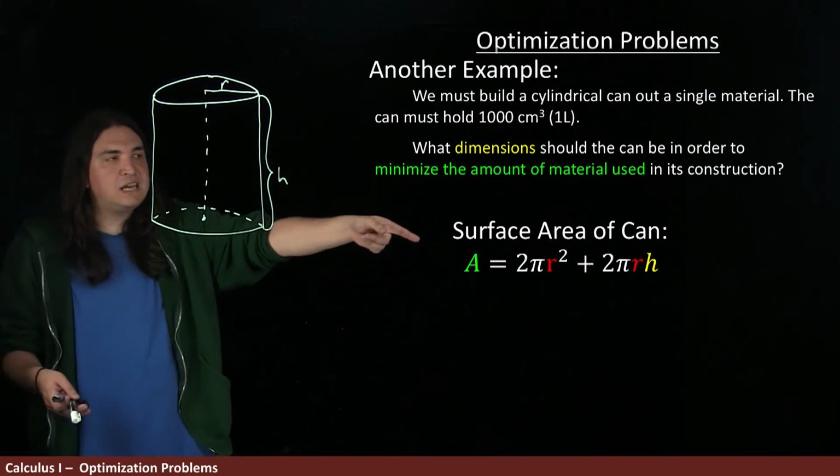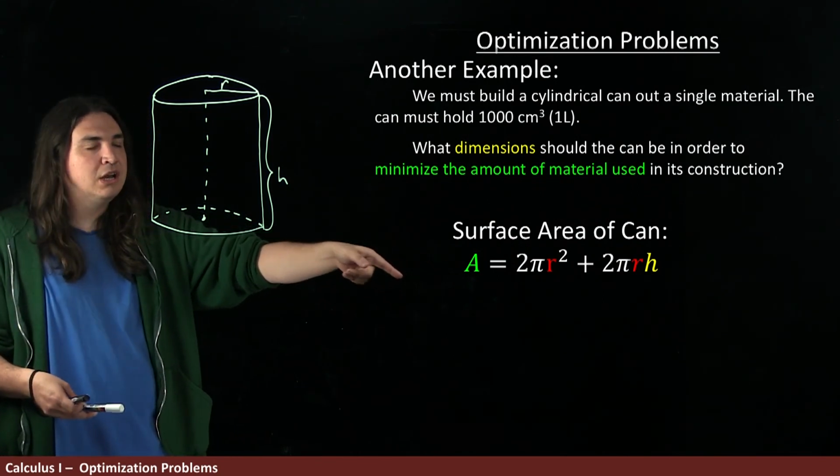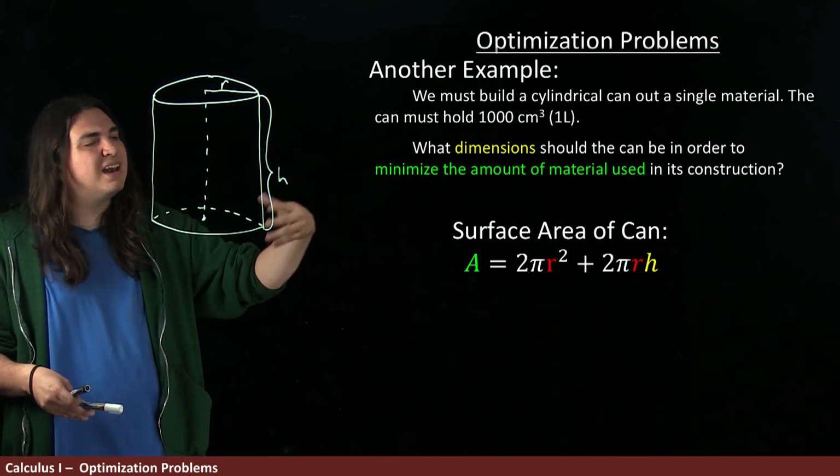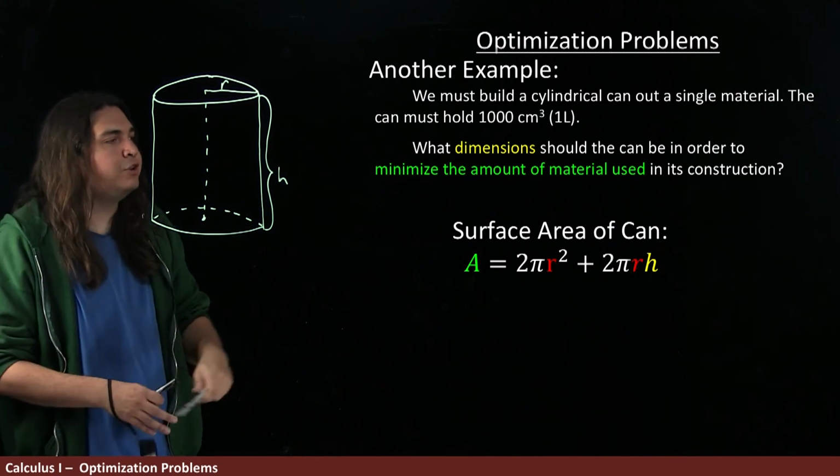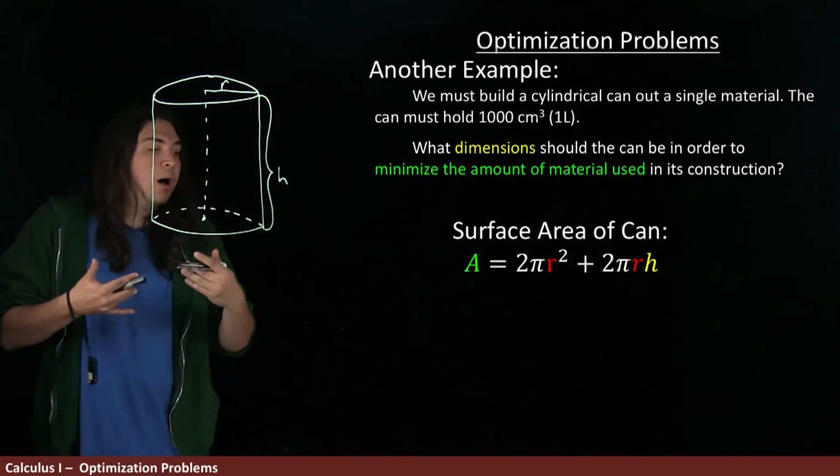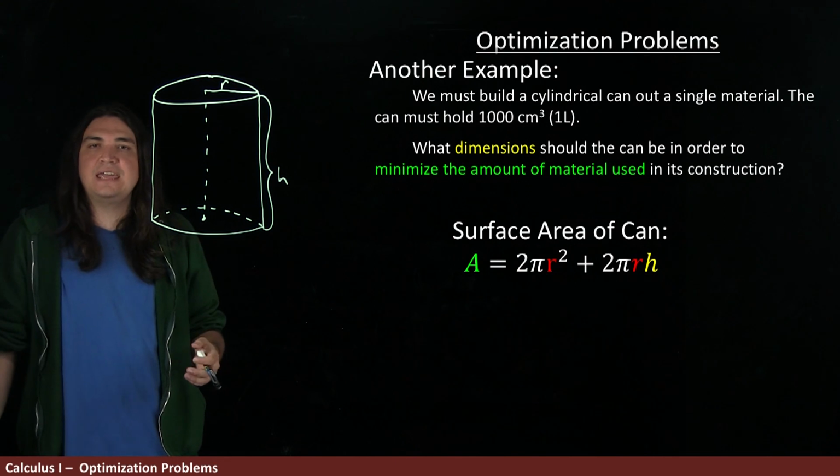You can definitely see I've got two variables in this equation, so taking a derivative right off the bat is not something I want to do. I want to reduce this down to one variable. But what other equations can I get?